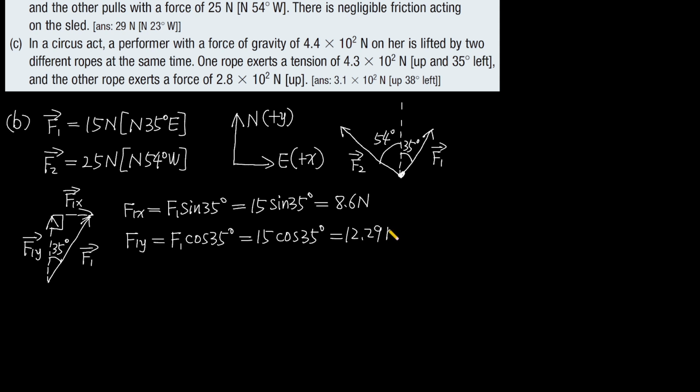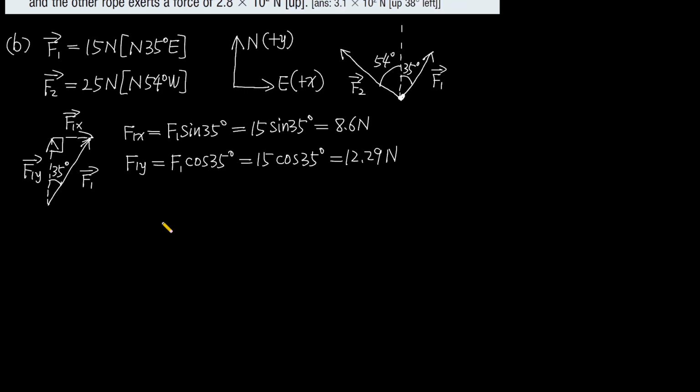And force 1y, its vertical component, equals force 1 multiplied cosine 35 degrees equals 15 multiplied cosine 35 degrees equals 12.29 Newton. Now I analyze force 2. So this vector is force 2.